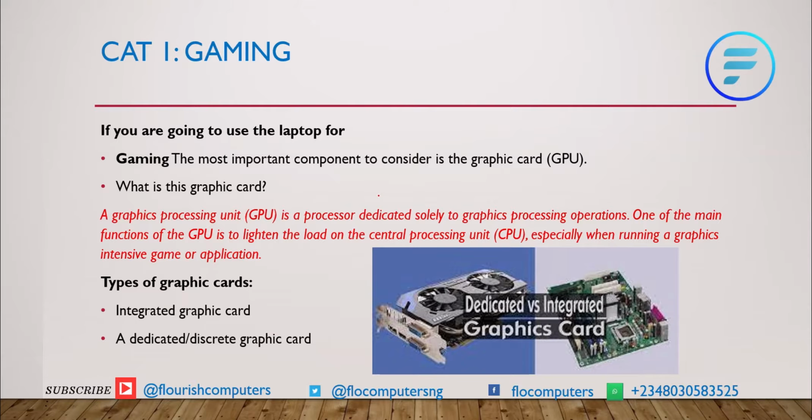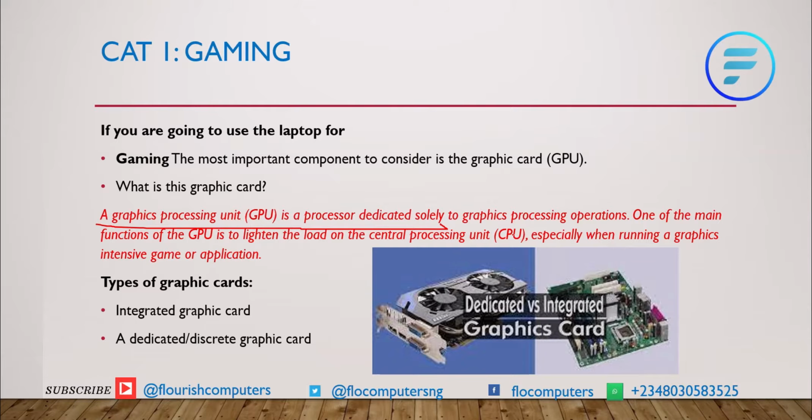What is GPU? That is referred to as graphic processing unit. A graphic processing unit is a processor dedicated solely to graphic processing operations. One of the main functions of the GPU is to lighten the load on the central processing unit, CPU. Remember, in the previous lesson, we discussed that CPU stands for central processing unit, which is the brain of the computer that performs the major operations inside your computer. All the computation tasks that you are doing with your computer are done by the CPU.